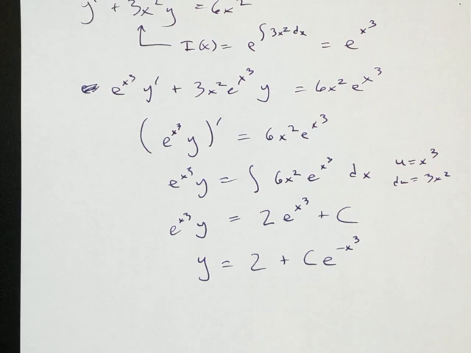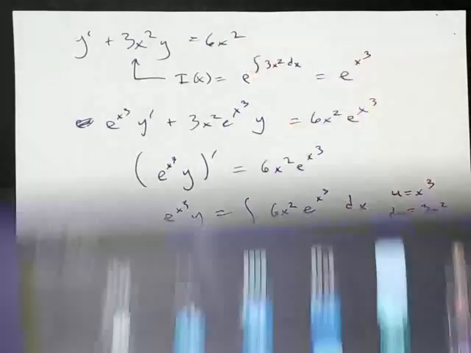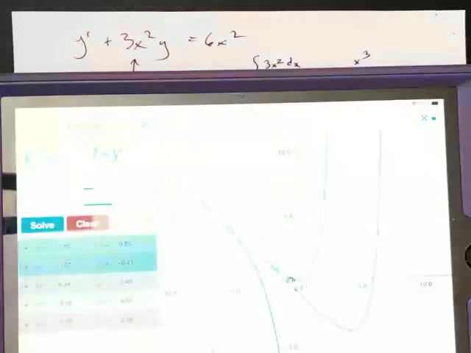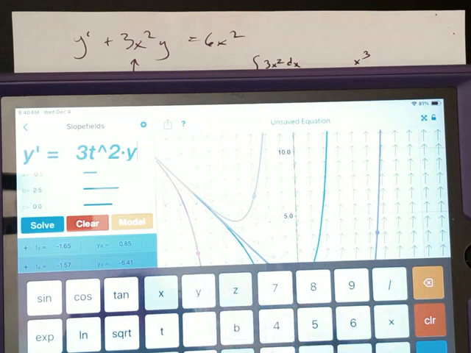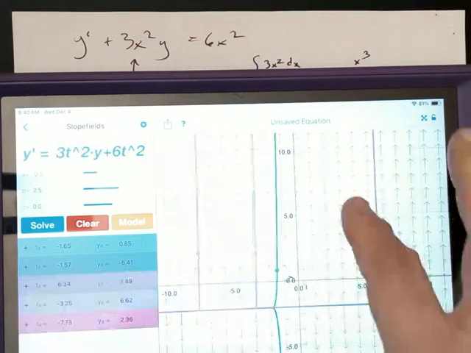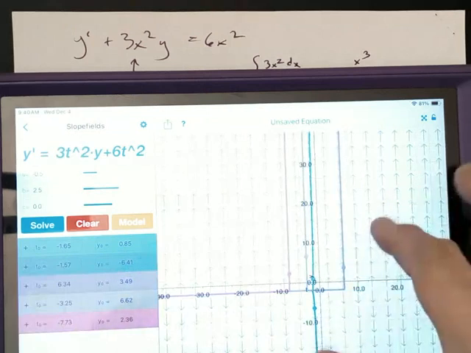Right. But that means if I looked at the equation and its corresponding slope field back here, three t squared times y plus 6t squared. What the hell? Oh, wait.